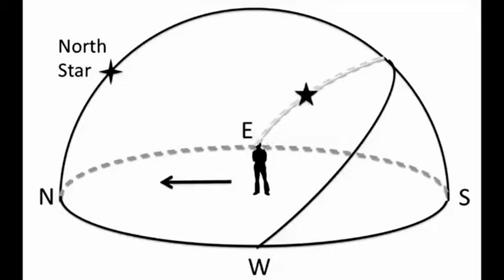Objects appear to rise in the east and set in the west, even though they are fixed on the celestial sphere. This is because of the Earth's rotation on its axis from west to east. Rising means that the celestial object comes above the horizon and becomes visible. Setting means that the celestial object goes below the horizon and is not visible.